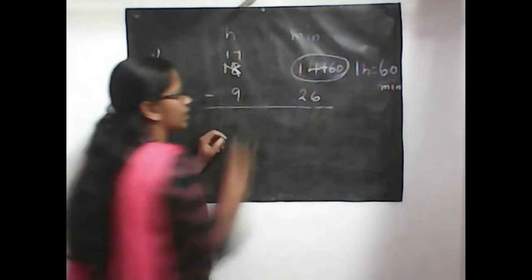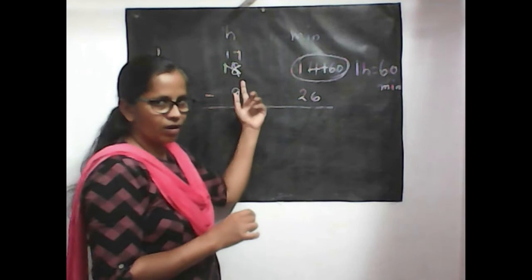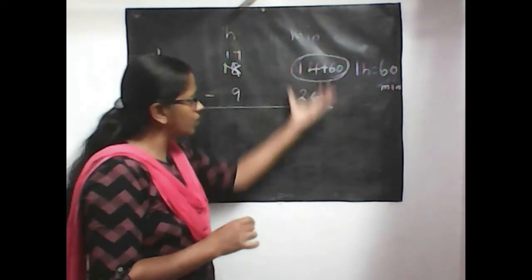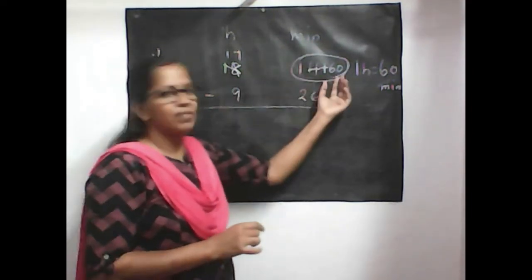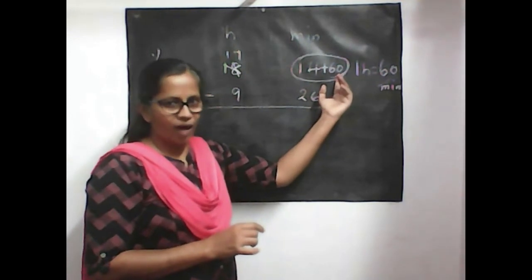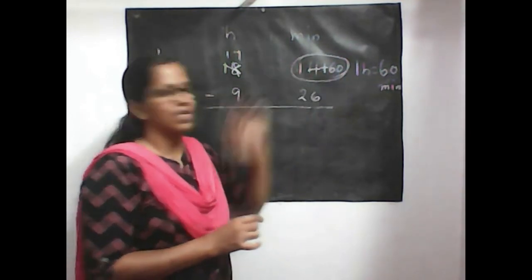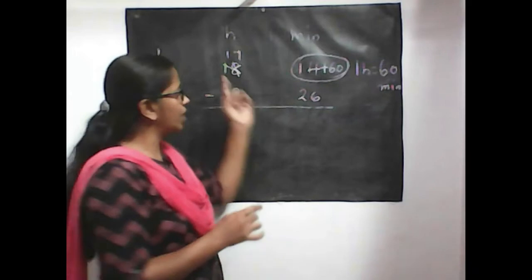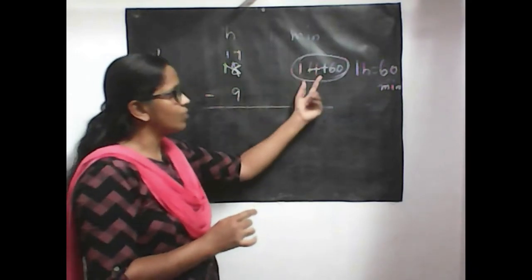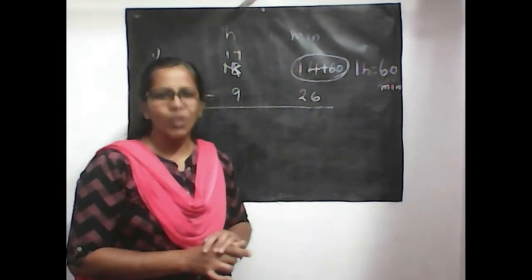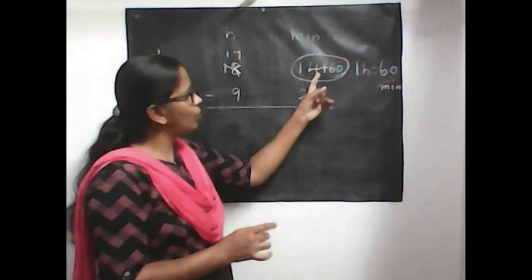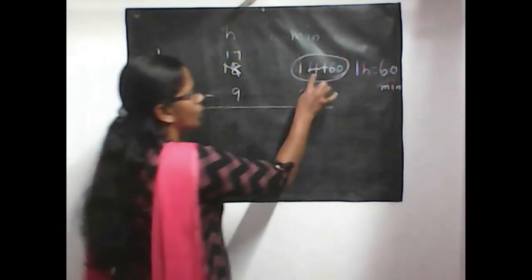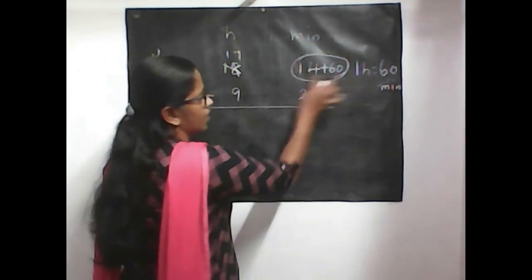Okay, you can put it like this. Taking 1 hour, but when you are giving to the minute column, this 1 hour will become 60. So don't add 1, you have to add 60 with 14, because we are taking 1 hour, but it has come to the minute column. 1 hour is equal to 60 minutes. So you have to add like this, 14 plus 60.